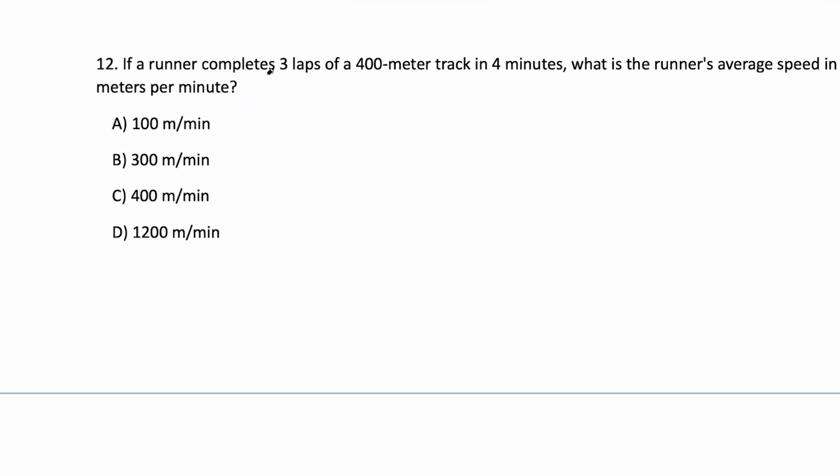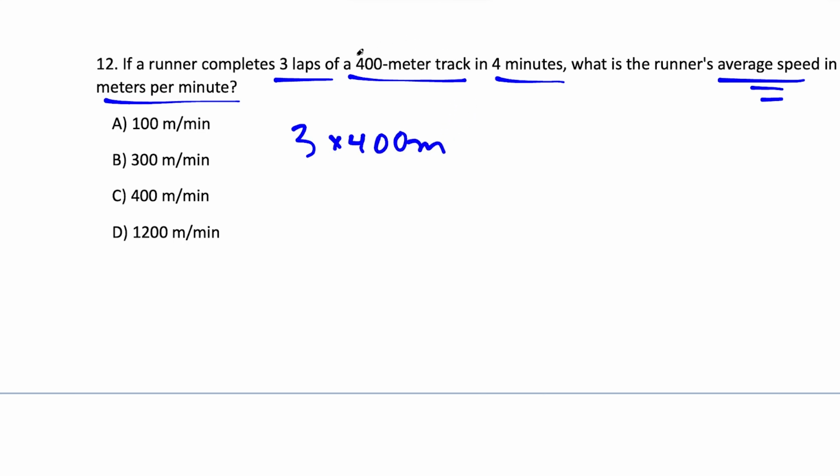Question 12, if a runner completes 3 laps of a 400-meter track in 4 minutes, what is the runner's average speed in meters per minute? So for this one here, what we have to be mindful of is that the runner is completing 3 laps. So 3 laps, we're going to do 3 times 400 meters. Because once again, they're going 400 meters 3 times. So we're going to just multiply by 3. And this tells us that the runner is going 1,200 meters.